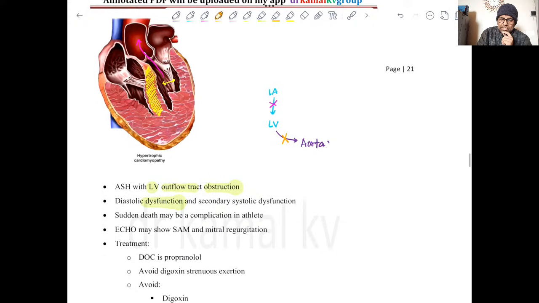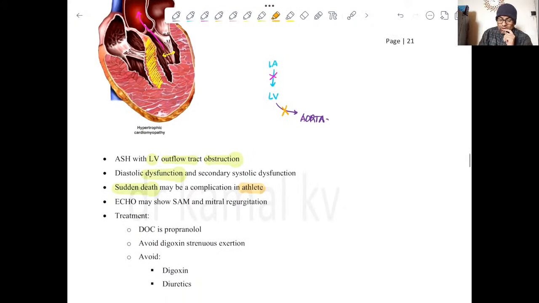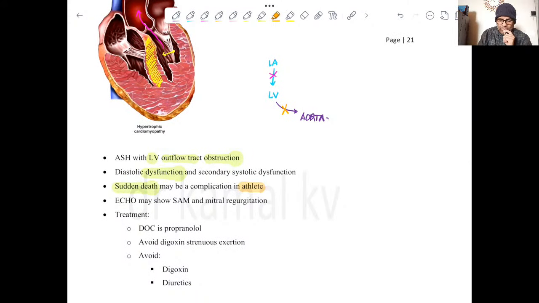So this is having both primary diastolic and secondary systolic dysfunction, clear? Now the important thing is sudden death, and yes, it can be seen in athletes. Many times we have seen cases where somebody is doing very heavy activity and suddenly collapses. That could be a case of HOCM, although aortic stenosis can also be a possibility there.